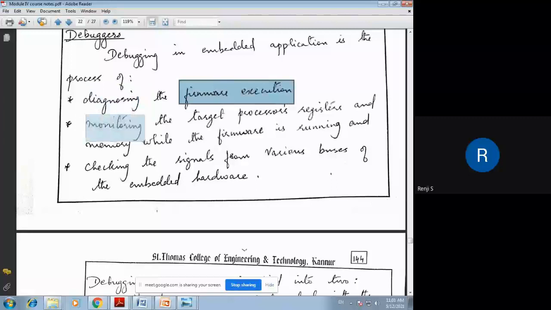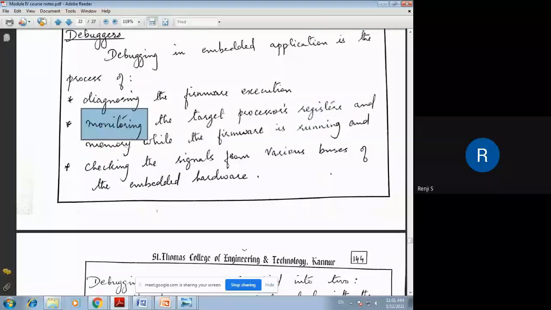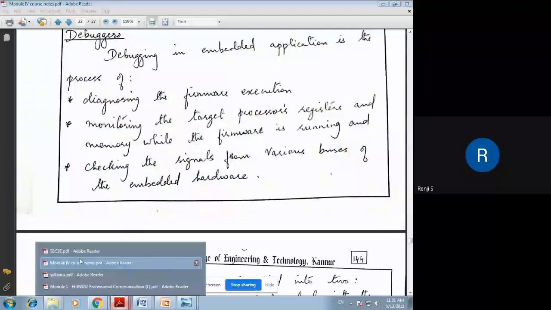Then second is monitoring. And what is the debugger monitoring? It is monitoring the registers and memory contents of the target processor while the firmware is in execution. Then last, checking the signals from the buses of the embedded hardware. So these are the three main functions of debuggers in embedded applications. Is it clear?